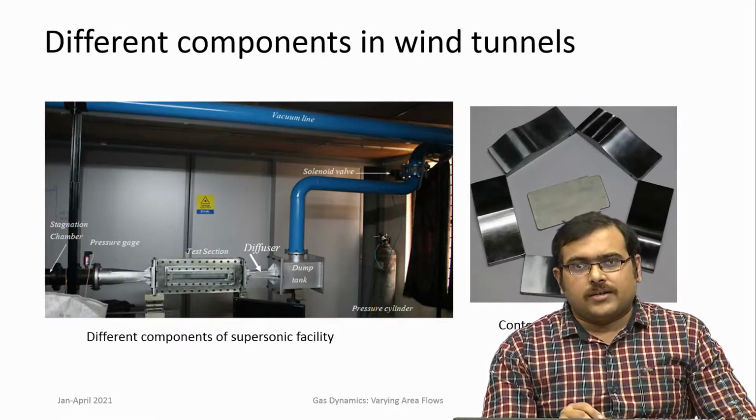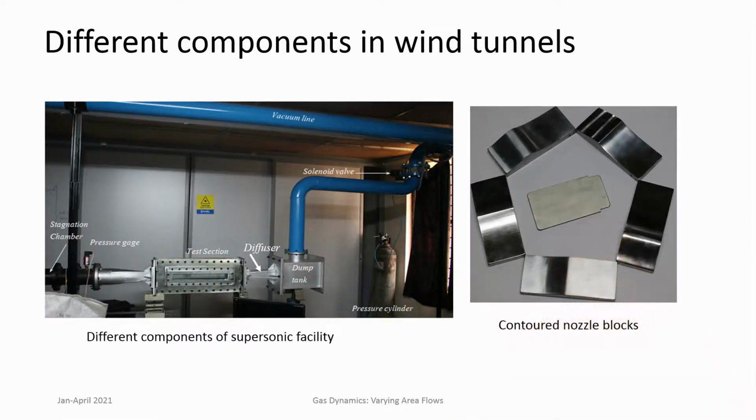So here are some images of a very small wind tunnel in the Indian Institute of Science. So you can see the test section here. Before the test section there is a nozzle block which is internal, we cannot see it, and before that there is a stagnation chamber, and this is the diffuser section going into the dump tank, and then from there it goes all the way outside, to the vacuum line.